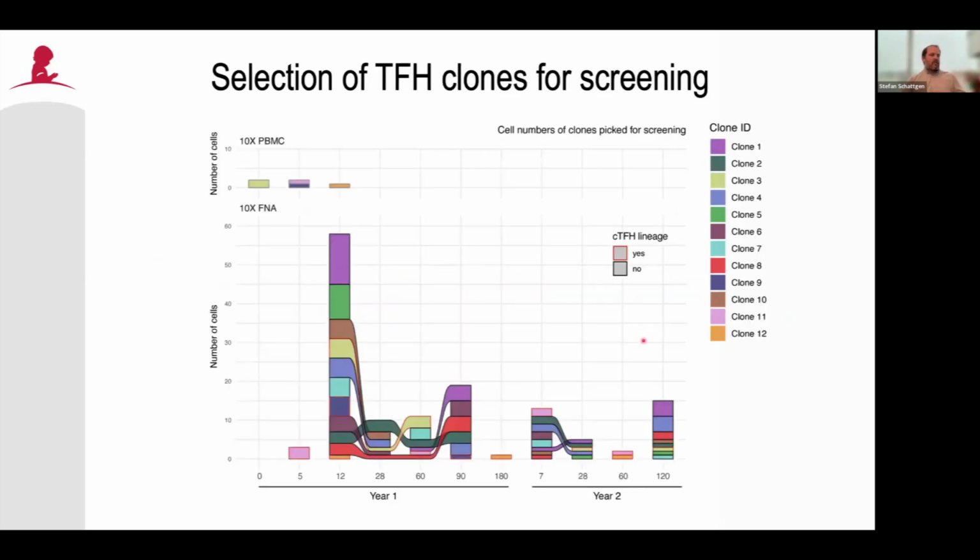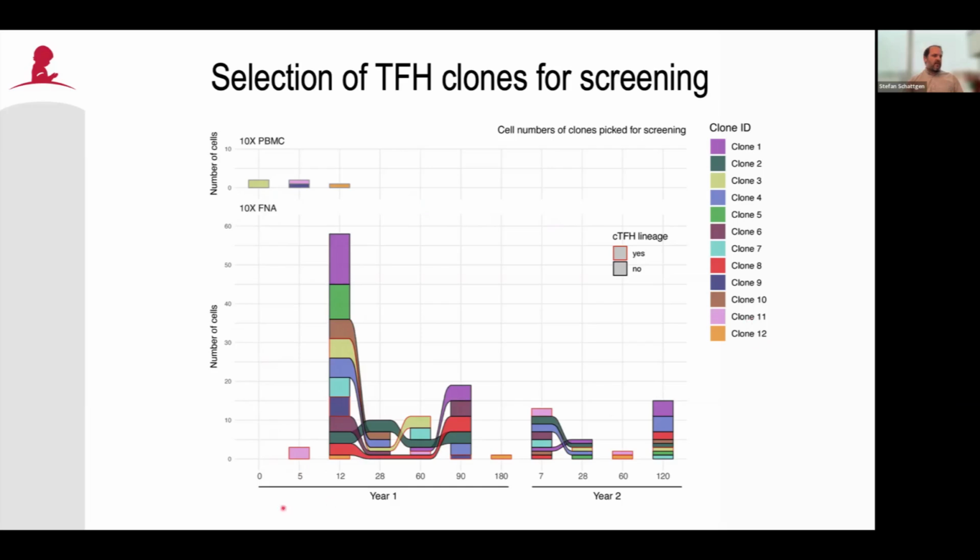Okay, so we wanted to next focus on some of the clones, the TFH clones, and try to deorphanize those and also look at how the phenotype of the TFH response can vary within a single clonal lineage in particular. So we chose 12 TCRs to screen and try and deorphanize in terms of their specificity. And those we chose, we prioritized ones that we detected both in the blood and the lymph node, ones that we detected over multiple time points.